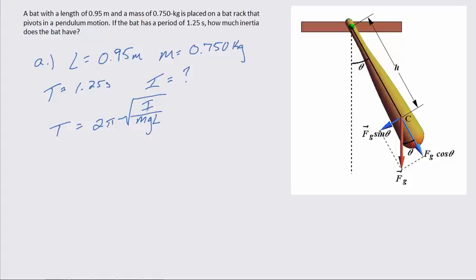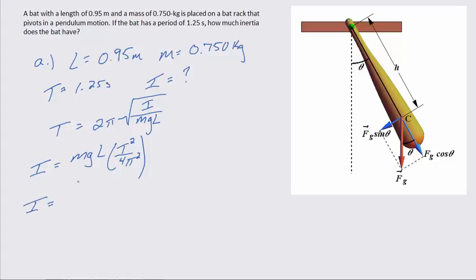So since we're trying to solve for our inertia, we can rearrange the equation, which our inertia will then be equal to our mass times our gravity times the length of the bat multiplied by our period squared divided by 4 pi squared. And since we know all our variables, we can solve for our inertia.